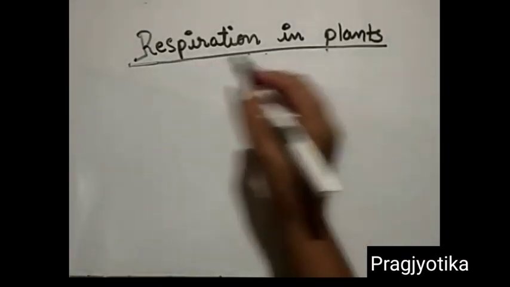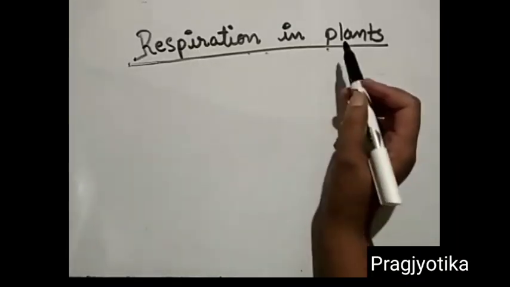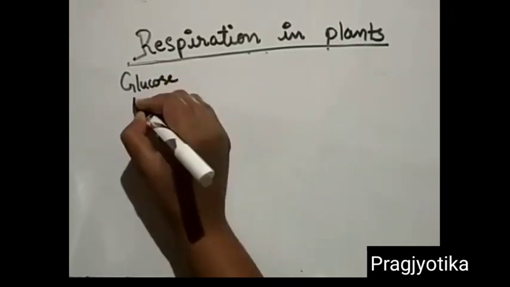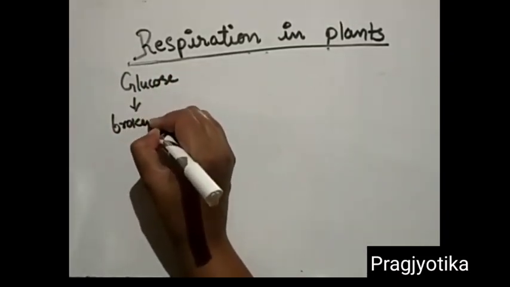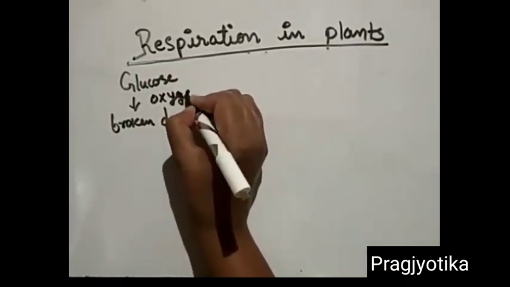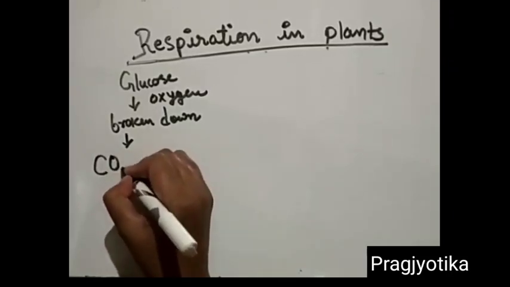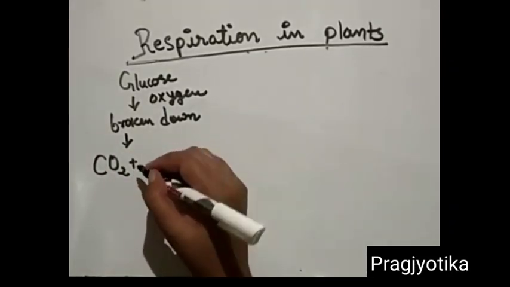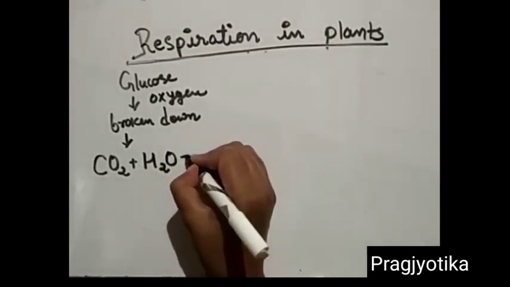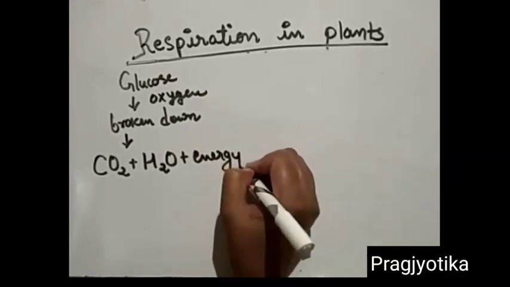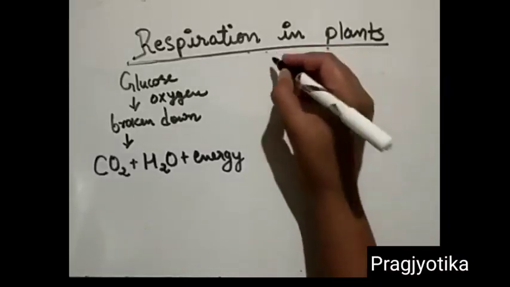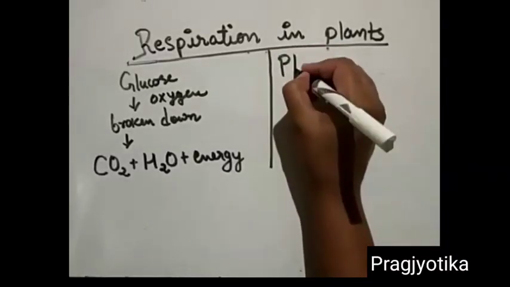During respiration in plants, complex food, that is glucose, is broken down into simpler substances in the presence of oxygen to release carbon dioxide, water and energy.